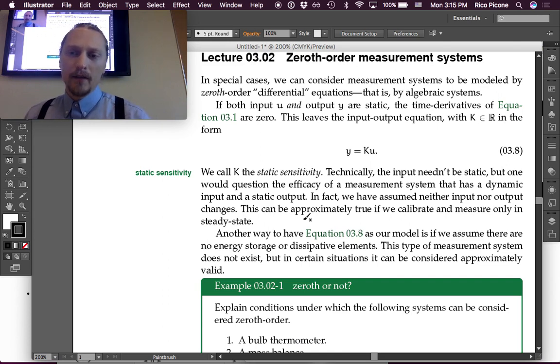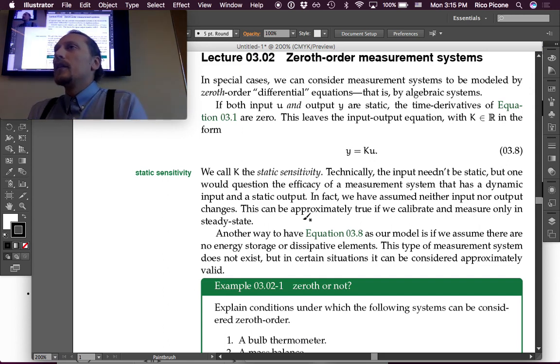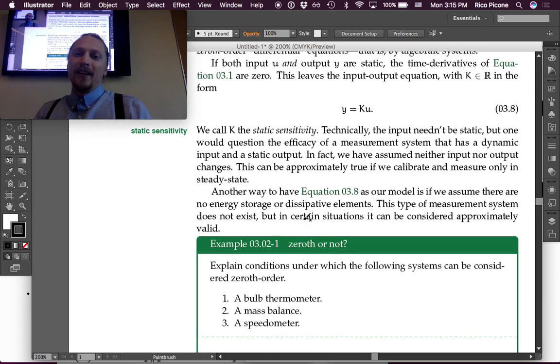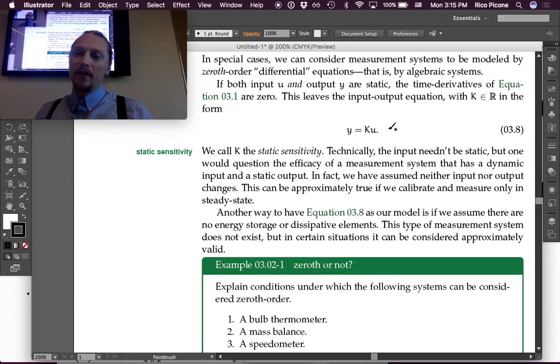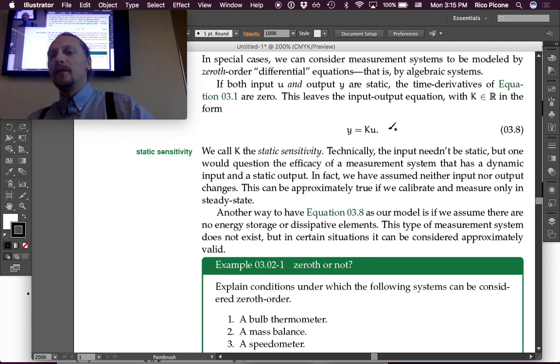So, in fact, we have assumed neither input nor output changes. This can be approximately true if we calibrate and measure only in steady state. Okay? So nothing's changing. The input's not changing, the output's not changing, everything is steady. Another way to have equation 3.8, this linear relationship, as our model, is if we assume there are no energy storage or dissipative elements.